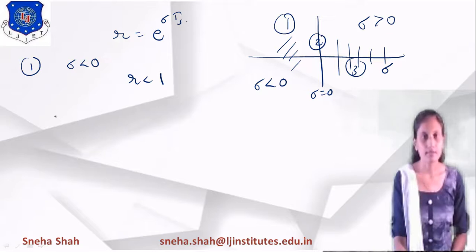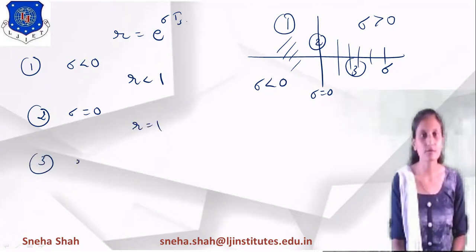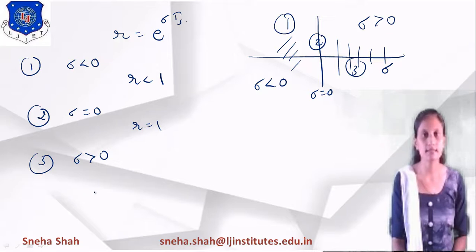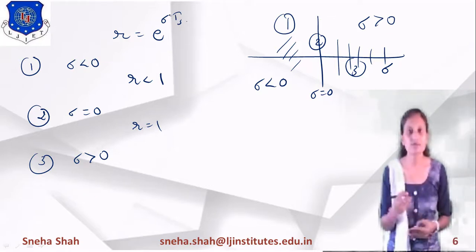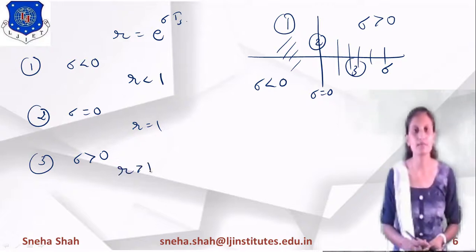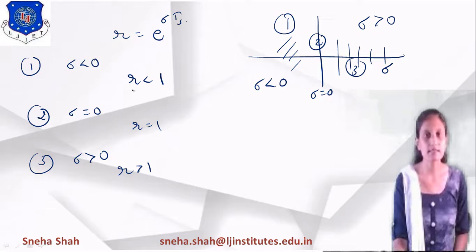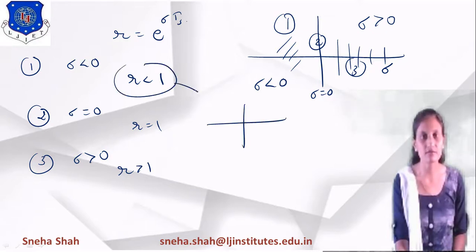Now the next case is sigma equals 0, so e raised to 0 means 1. So the value of r equals 1. The third case is sigma greater than 0, so this value will be positive, and e raised to a positive term means the value of r will always be greater than 1. So we can say that for sigma less than 0, the value of r is less than 1.